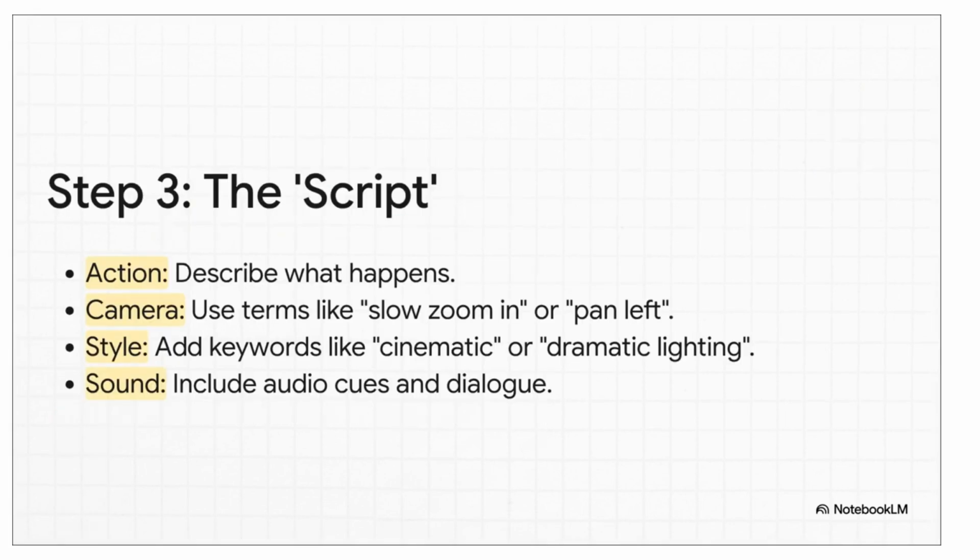Now for the director's instructions, the prompt. And this is so important. The big mistake people make is just describing the image again. Don't do that. Instead, you need to describe the action you want to see. Tell it to slow zoom in. Add style keywords like dramatic lighting. And hey, don't forget, this model generates sound, so you can even tell it to add dialogue.